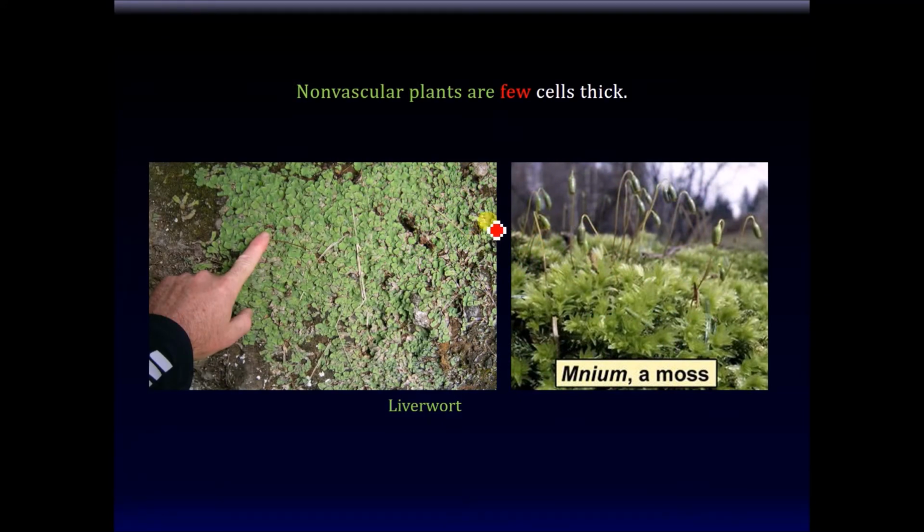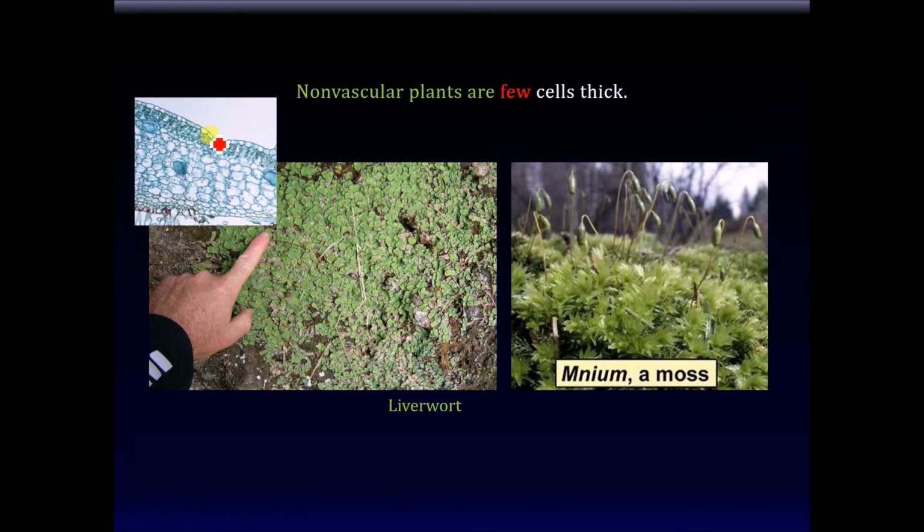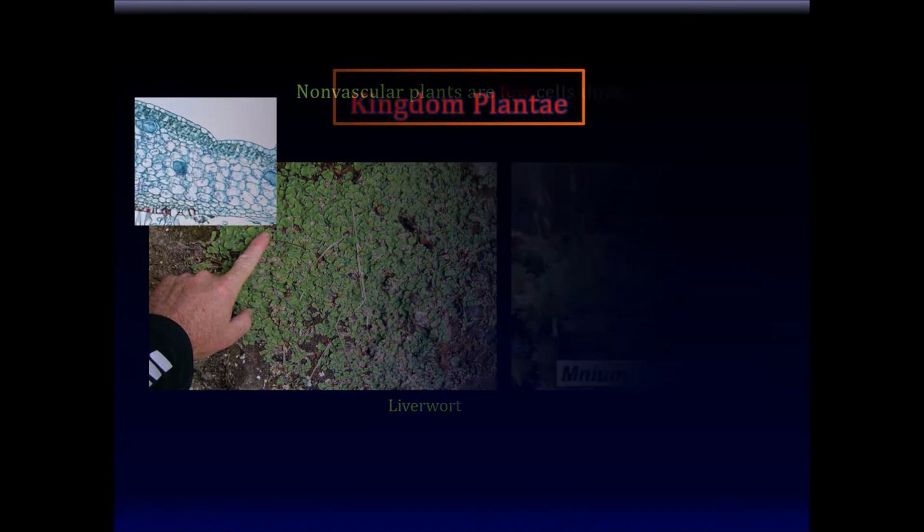So therefore, non-vascular plants are very small. They're not very tall at all. They're a few cells thick, in fact, like the liverworts that you see over here. Tiny plants, a few cell layers thick, and this is a super high magnification of a moss. It's a very tiny thing. Okay, and if you look at liverwort under a microscope, you can almost count the number of cell layers that it has, like that. Up close, it's actually transparent.